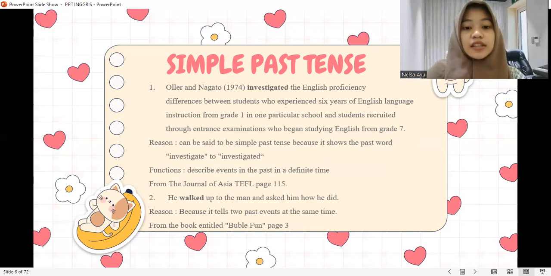Reason can be said to be simple past tense because it shows the past word investigate to investigate. Function describe event in the past in the definite time. For the reference from the Journal of Asia TEFL, page 115.